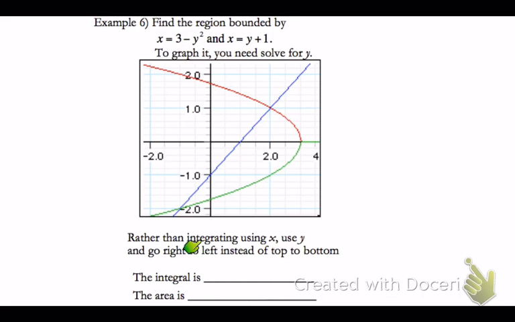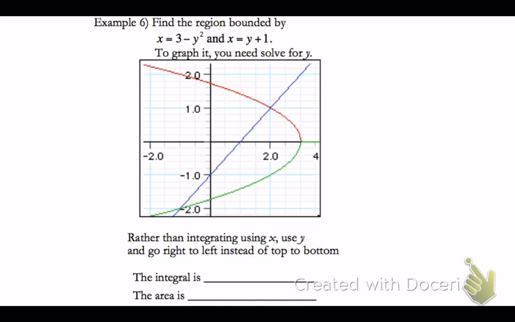It says rather than integrating using x, use y and go right to left instead of top to bottom. So they suggest, and we'll actually do it both ways so you guys can see the alternates, solving for y here and then integrating from left to right. That's not my favorite way, because sometimes it's easier to do it that way, but not in all cases does it make it easier.